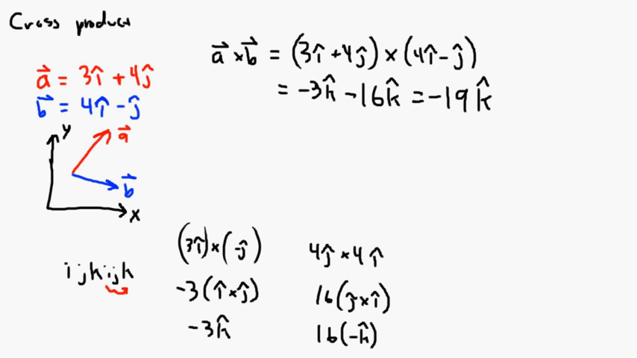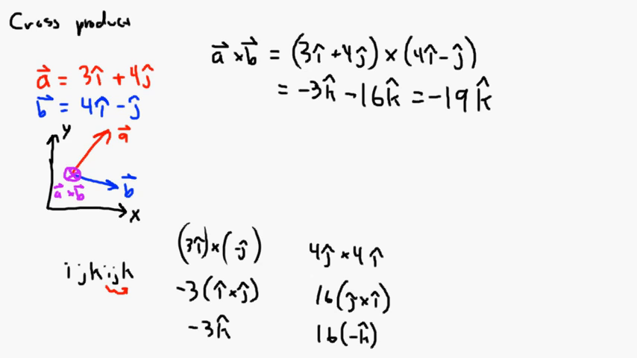And so if I want to draw it on there, I can just go here, negative 19k hat, and this is A cross B, our vector pointing into the page. I drew it there just because I felt like it, but you could draw it anywhere because you can place a vector anywhere.